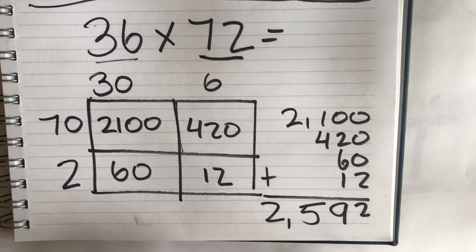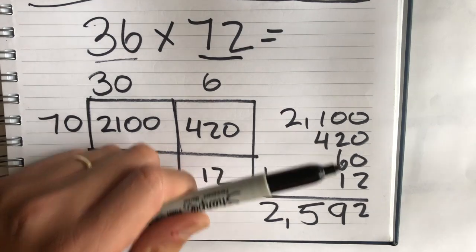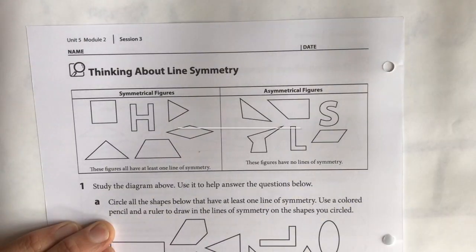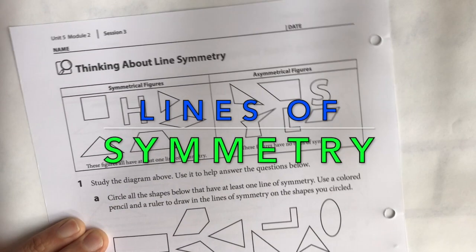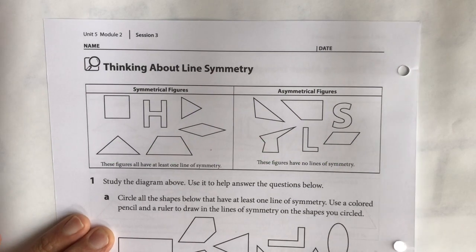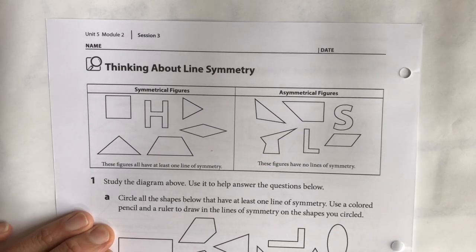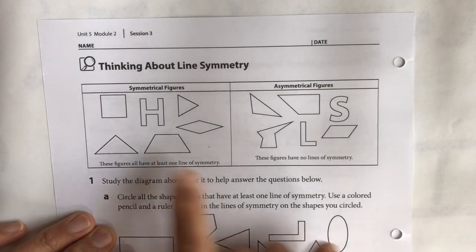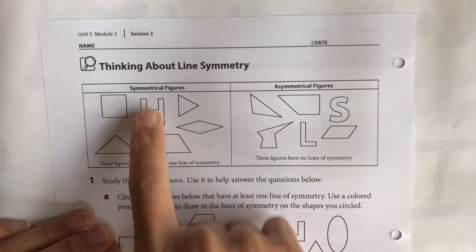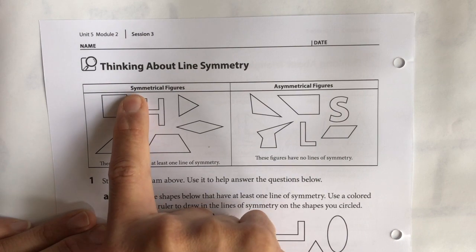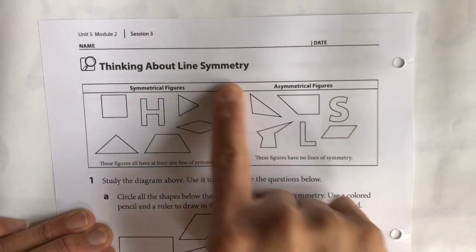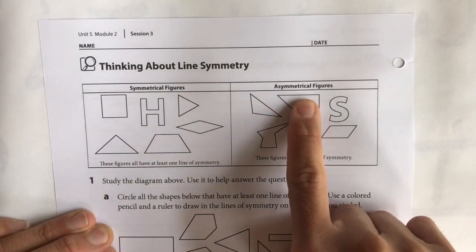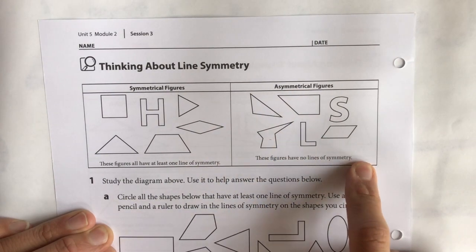Okay, all right, great job with our warm-up. Let's get to our lesson now. All right, so page is 184, and at the top it says thinking about line symmetry, okay? So at the top you have 2 boxes. The first one at the top has a box labeled symmetrical figures, all right? And the other side has asymmetrical figures.